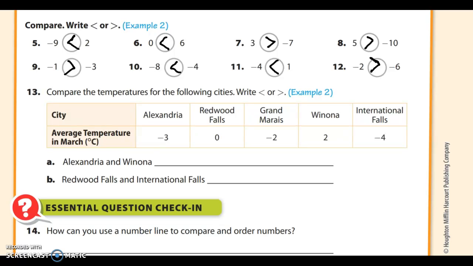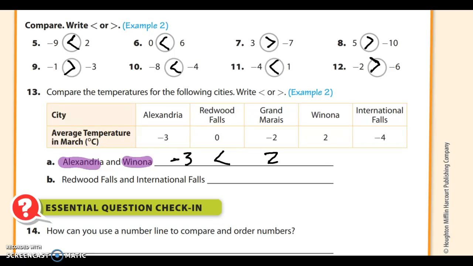All right, we are on 13. Compare the temperatures for the following cities, write less than or greater than. So what I'm going to do here is find these cities in the table, Alexandria and Winona. I'm going to replace Alexandria with -3, and I'm going to replace Winona with a 2. And I'm going to put in the symbol that makes that true. And -3 is less than 2. So I'm going to put in that symbol right there, and that's all I have to do.